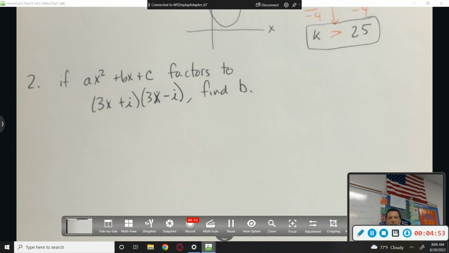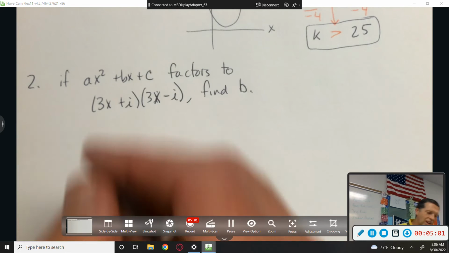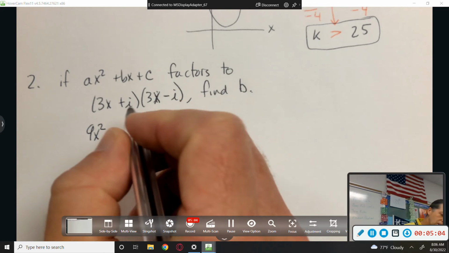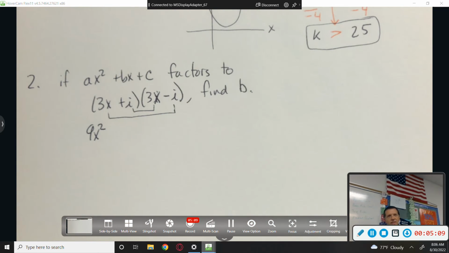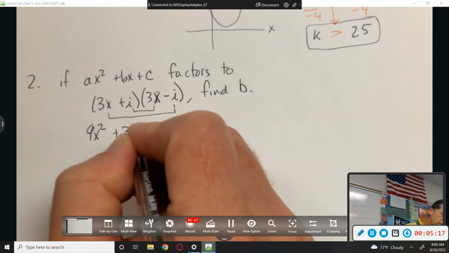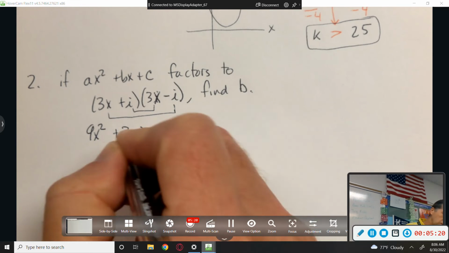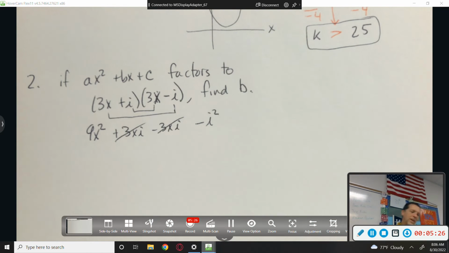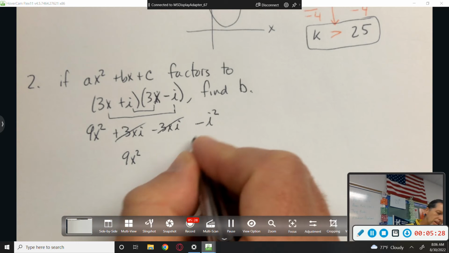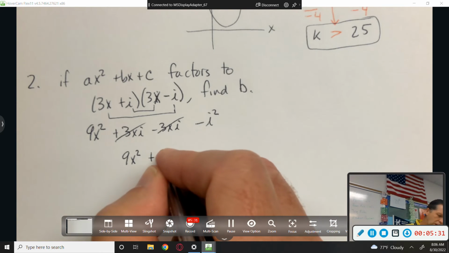This problem is actually a lot easier than it might look. Any thoughts on what we do? Multiply them together. Let's multiply them together and see what we get. So 9x squared. Oh, what happens to the O and the I of FOIL? They cancel each other out because they are conjugates. So maybe you write it out, maybe you don't, but either way, they go away. Minus i squared. i squared is negative 1, so that becomes plus 1.